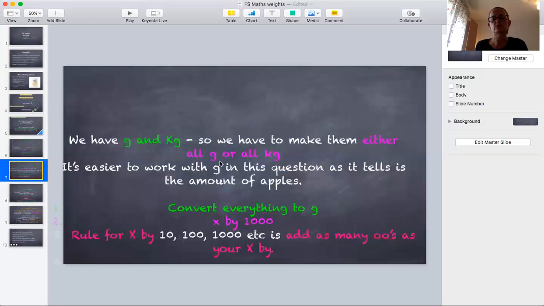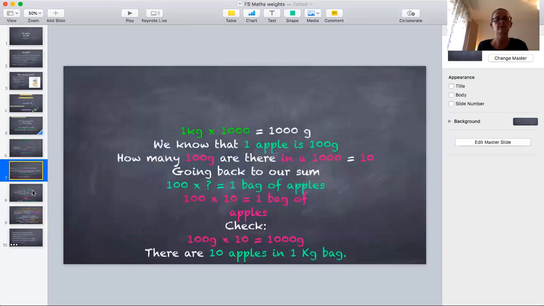But we know in this one that grams is what we're being asked for. So we're going to convert everything into grams. Okay, let's get back to the question. So we're going to times by 1,000. The rule for timesing by 10, 100 and 1,000 is add as many zeros as you are multiplying by. So we're going to add how many zeros? 1, 2, 3. So let's go on to the next slide.